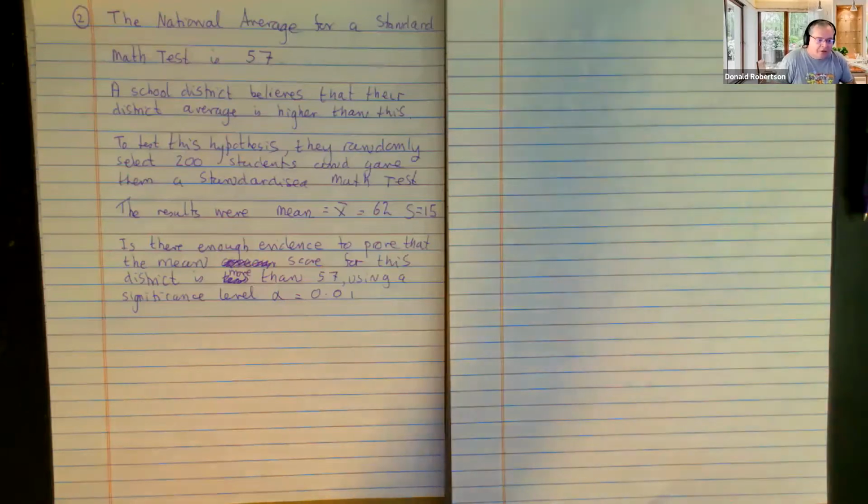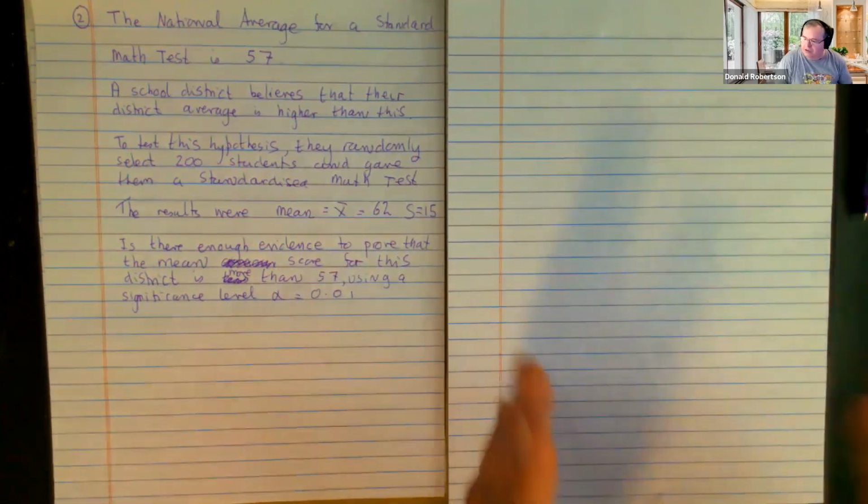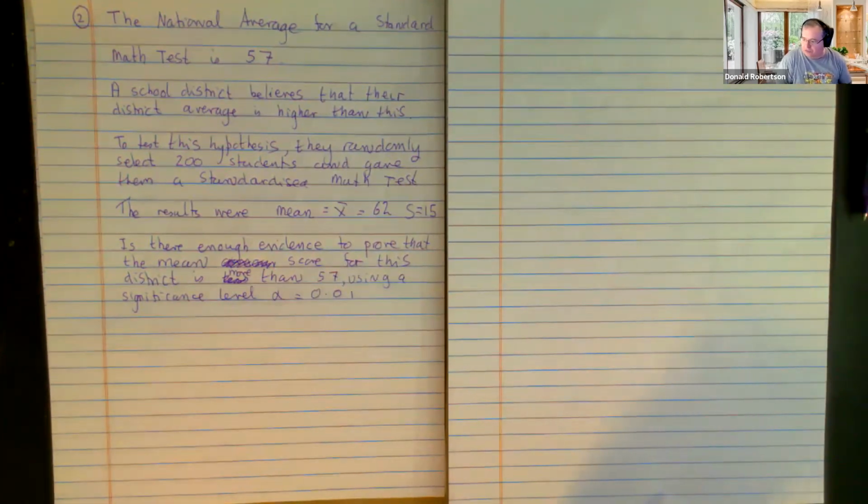Okay, so one of the reasons they do standardized testing, I'm sure there are lots of reasons, but one of the ways is finding out which schools are doing better than others, right? It's a way of comparing schools. So in my little story here, a national average for a standardized math test is say 57, right? That's the average that a normal student anywhere in America is doing.